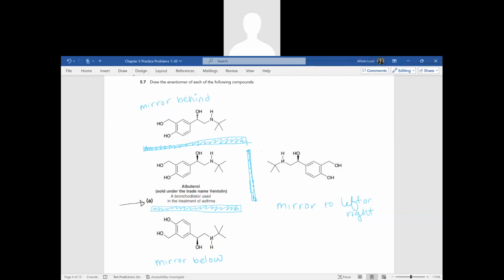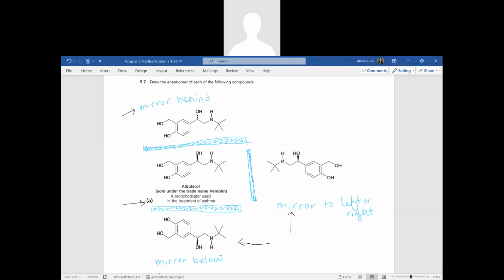This compound here, we're asked to draw the enantiomer, and we can either place a mirror to reflect this compound behind it. We could place a mirror and do a horizontal reflection, either to the left or the right. We would get the same reflection. Or we could place a mirror below it. Below the compound will give us this horizontal reflection.